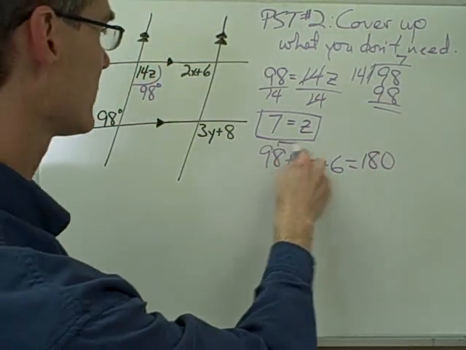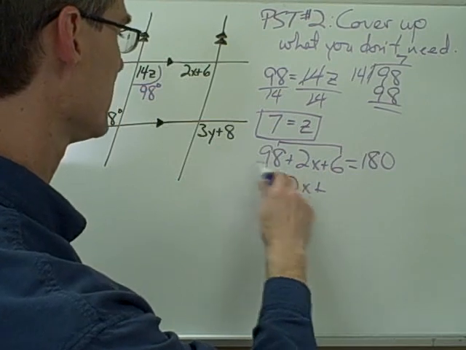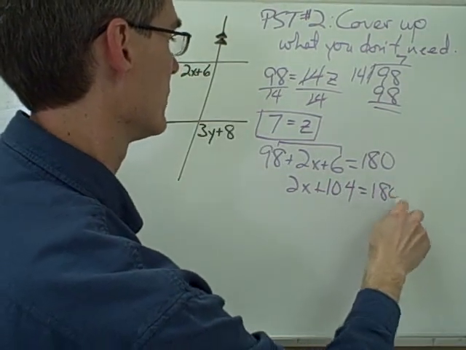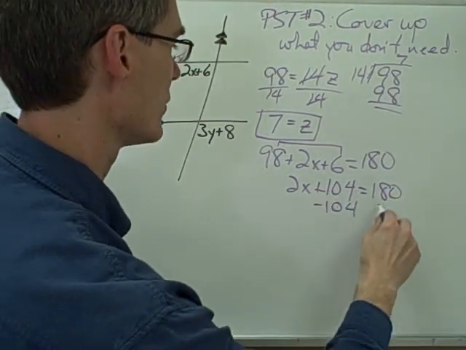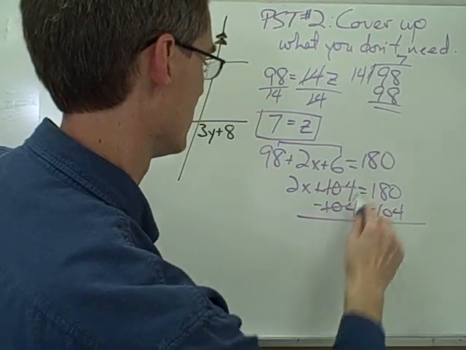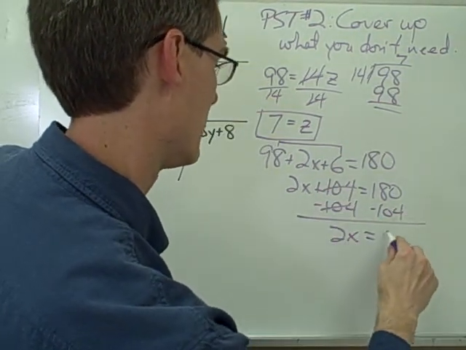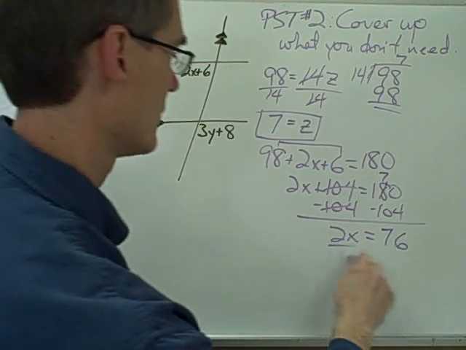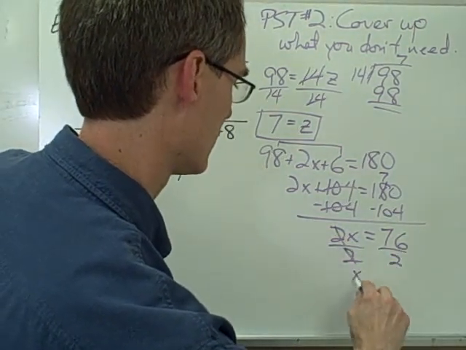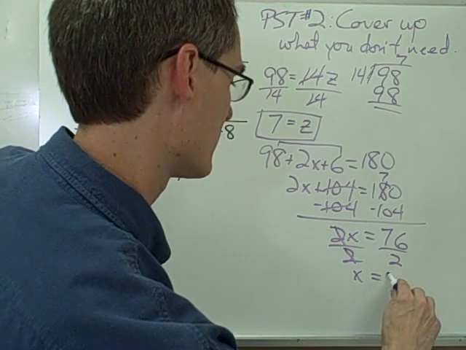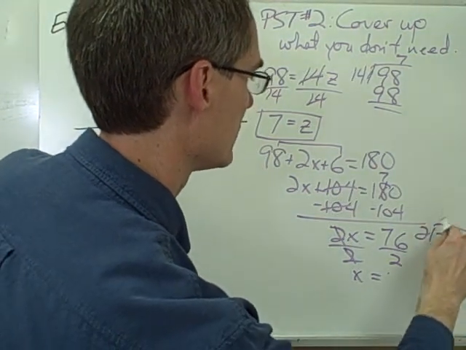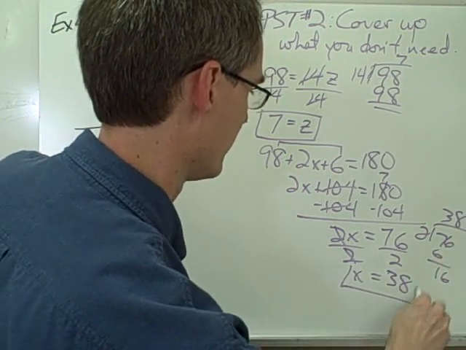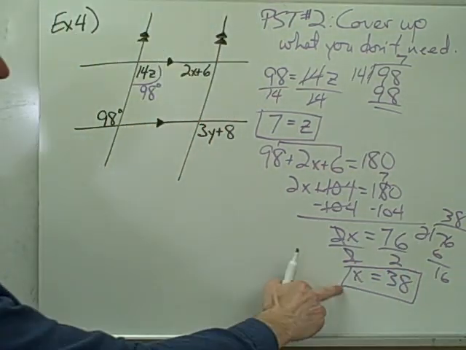So let's see, collect like terms here. It's going to give me 2x plus 104 equals 180. Subtract 104 from both sides. 2x equals 76. Divide both sides by 2, and I get x equals 38. All right, so now I have x and I have z.